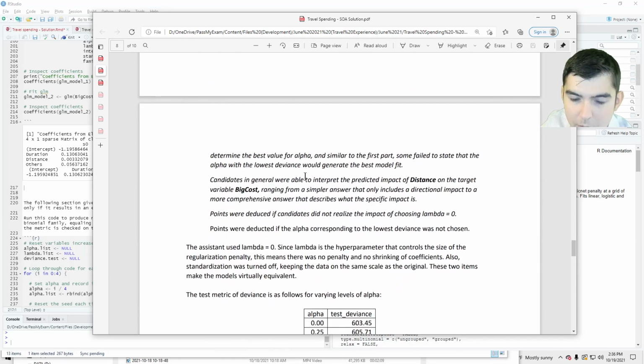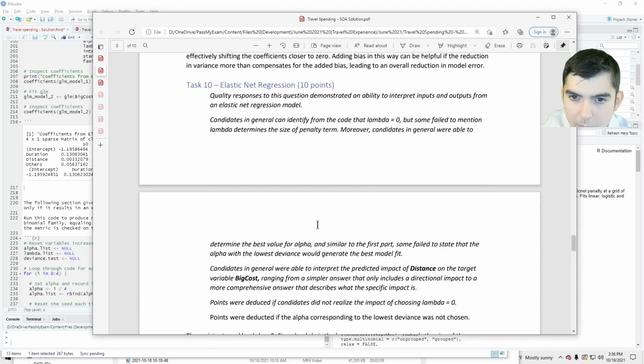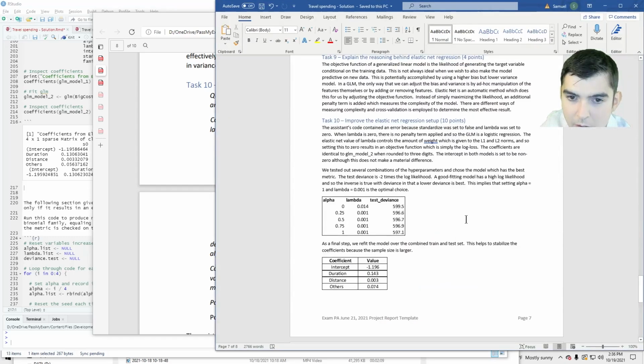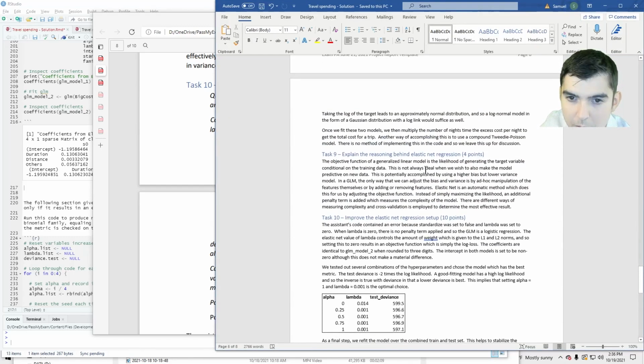Right, so when lambda is equal to 0, then there is actually no penalty term. That's what we said earlier. So when we fit the model with the assistant's model, set lambda to 0, there was actually no regularization. That was the same as a normal GLM. And so in this model, the lowest result is when lambda is equal to 1.